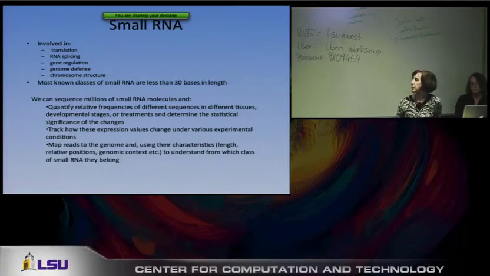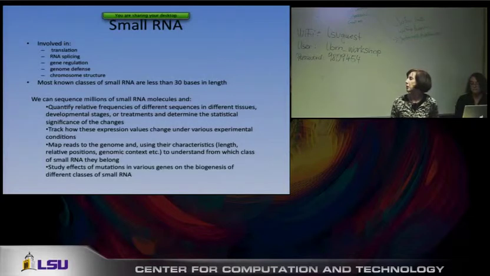We can map those reads to the genome, and using their characteristics such as length, relative position, or genomic context, we can understand which class of small RNA they belong to. We can study the effects of mutations in various genes on the biogenesis of different classes of small RNA. And we can discover new classes of small RNA.